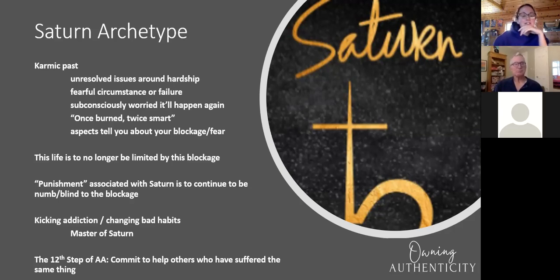Anyways, I'll digress there. The 12th step of AA, which I didn't know, but he shared in the book, is commit to help others who have suffered the same thing. And I love this in the Earth family in general. We heard about it in Virgo with the mentorship, and now with Saturn, you master something and then basically pay it forward.